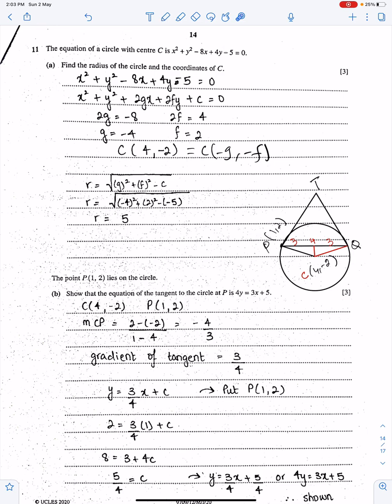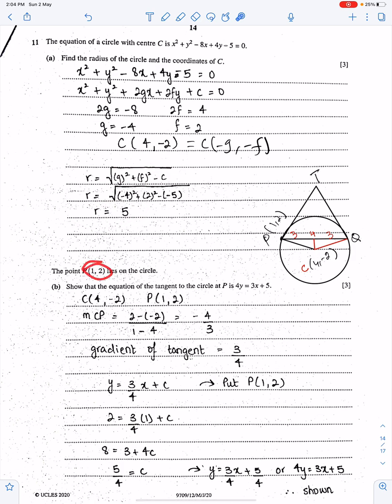Next question, 11. The equation of a circle with center C is this. Find the radius of the circle and the coordinates of the center. This is so simple. By comparing this equation with the standard equation of a circle, we can get both the radius and center. Center is at (minus g, minus f). The coefficient of x is 2g, which is minus 8, and the coefficient of y is 2f, which is 4. So g is minus 4, f is 2, and the center is at minus g, so plus 4, and minus f, so minus 2. For the radius, this is the formula: the square root of g squared plus f squared minus c. Radius is 5.